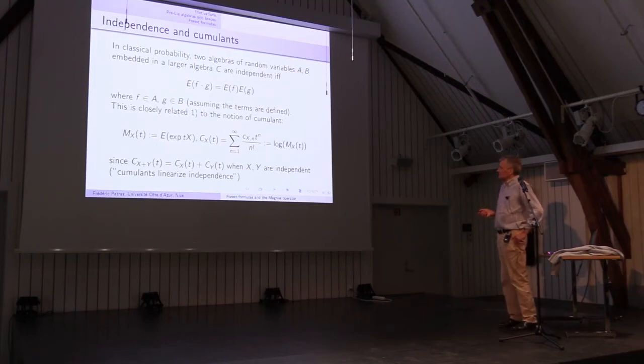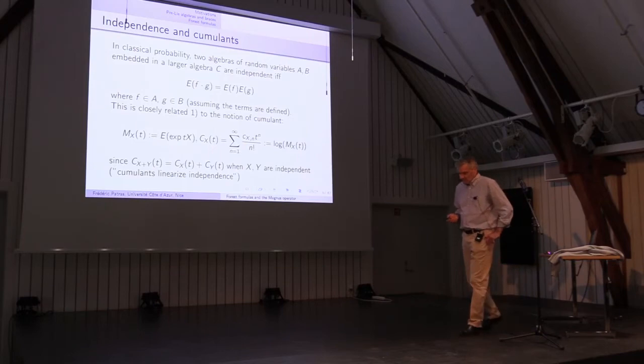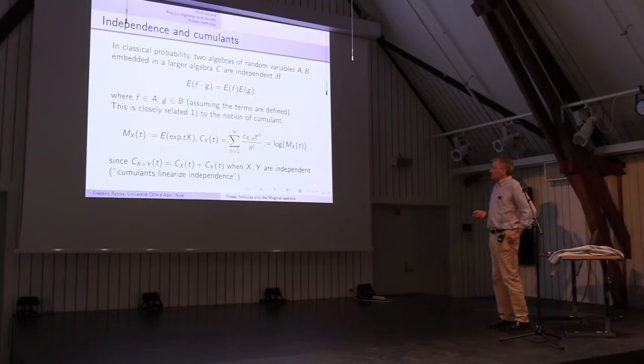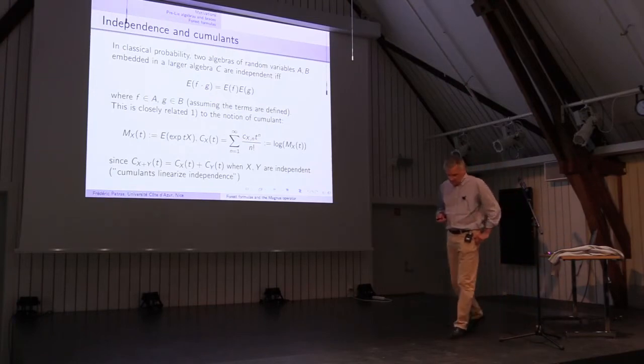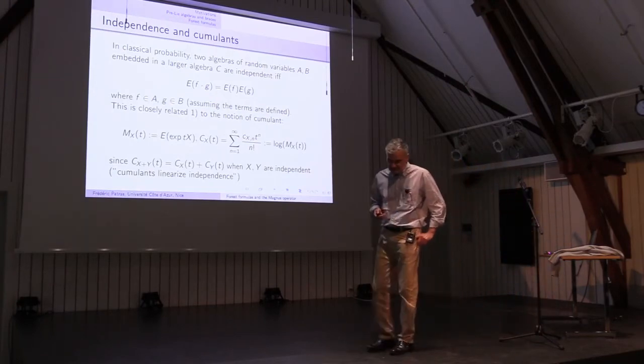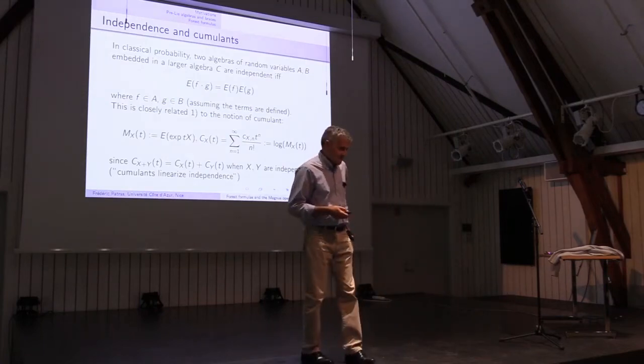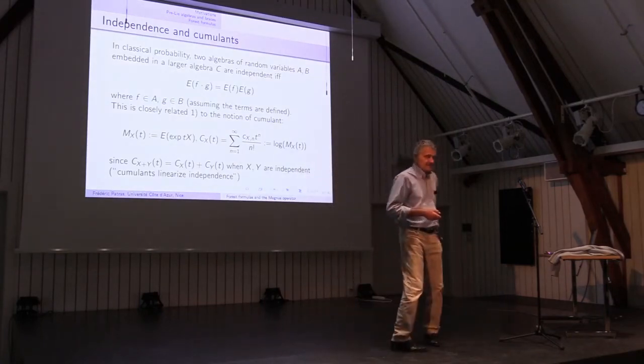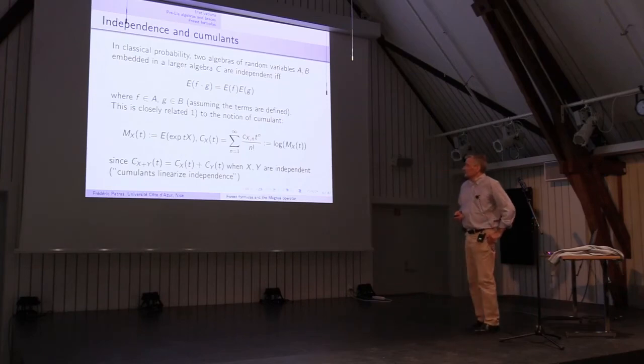In classical probability, the independence of random variables is usually encoded by this kind of identity. You have the expectation value of the product of a function of a first random variable and a function of a second variable, and if you can decompose this expectation of a product as a product of expectations, then the two random variables are independent. This is the classical formulation for the independence of two random variables, and it extends to the notion of independence of subalgebras of a given algebra of random variables.